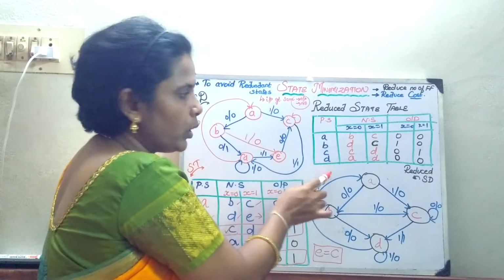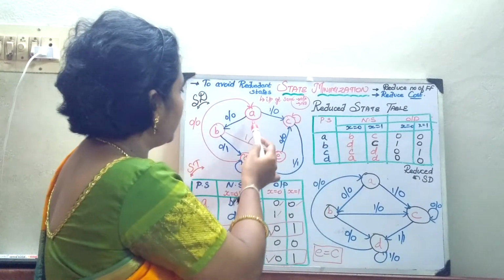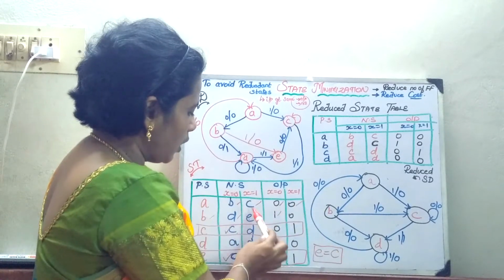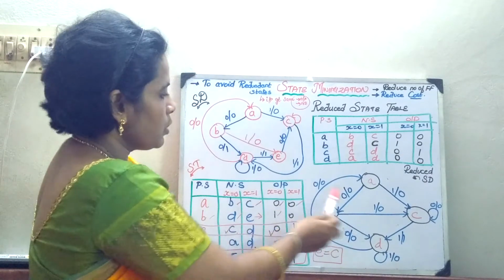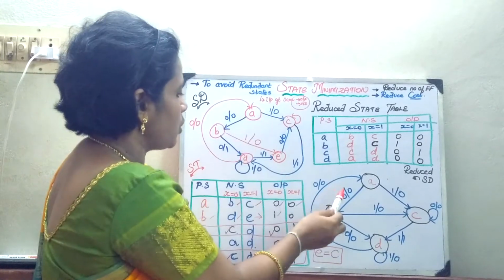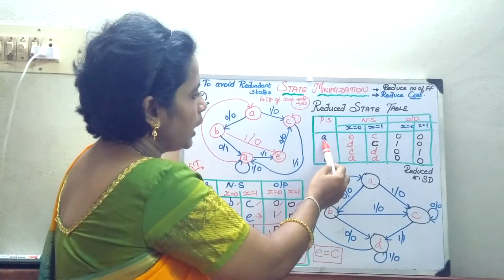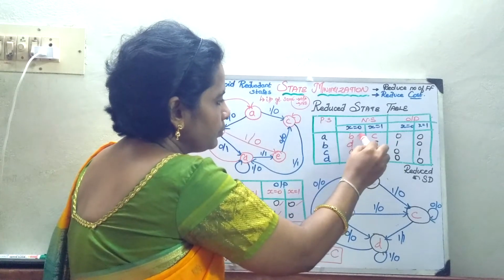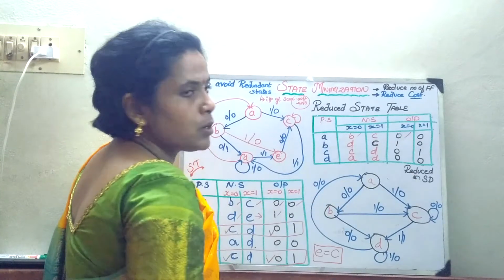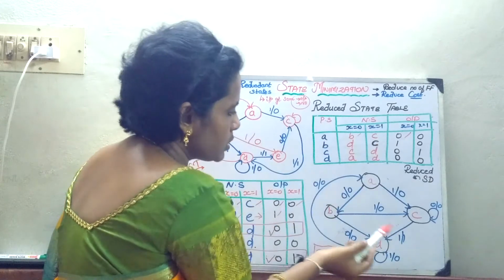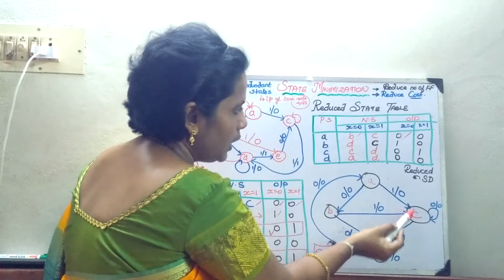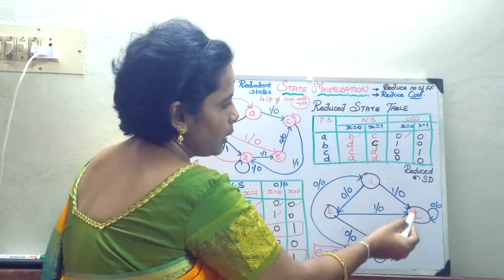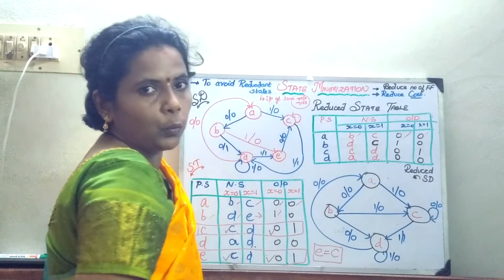Now what you have to do? You are going to draw the same diagram. A goes to B at 0, because this condition is going to exist. Here alone you have to find a change. So A goes to B when the input is 0, and at that time the output is 0. Then A goes to C when my input is 1 and output is 0. So 1 bar 0. So this condition is over.